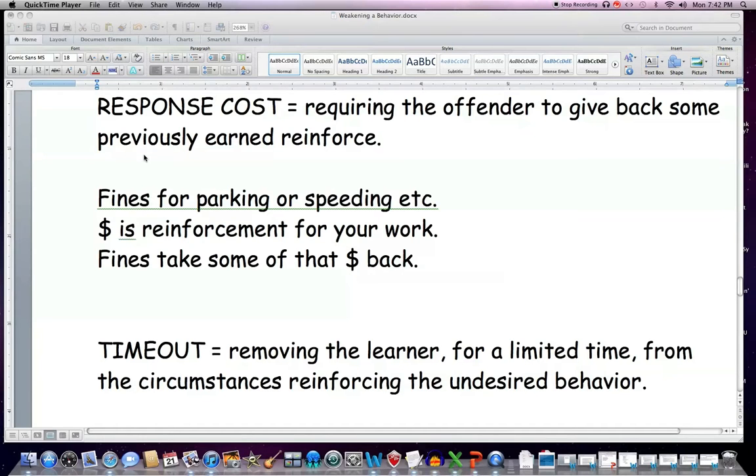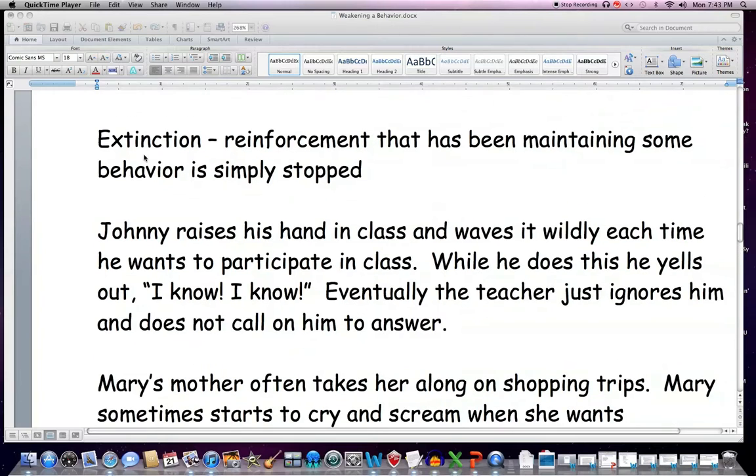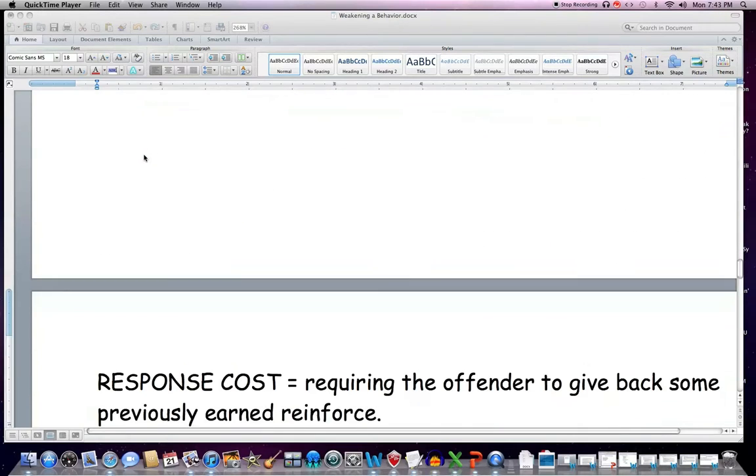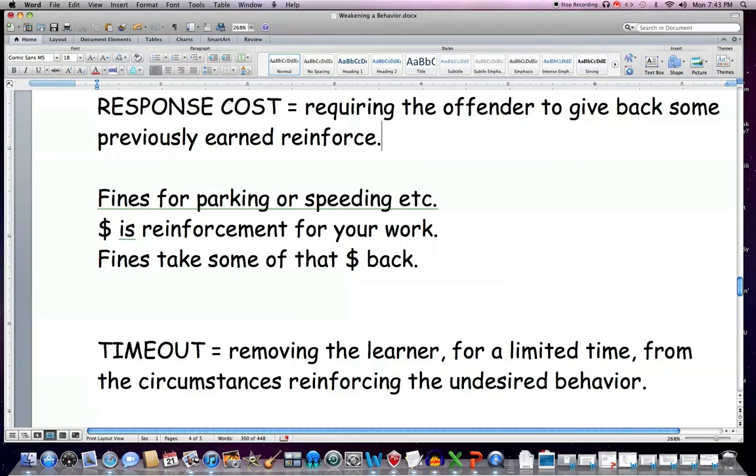Okay, we're looking at reinforcement removal, and we looked at the simplest form of that, which was extinction. Now we're going to look at a second form of this, which is called response cost. Response cost. The basic definition is requiring the offender to give back some previously earned reinforcement.